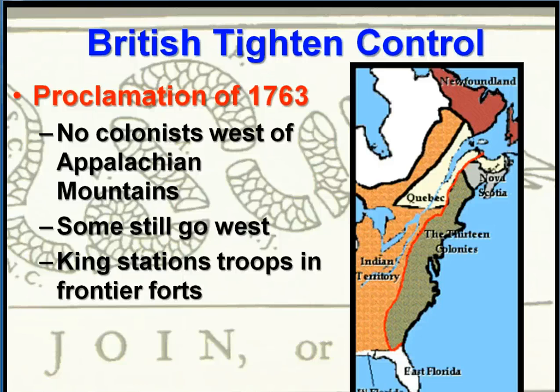The Proclamation of 1763 was the King's first attempt at controlling the colonists, and he wanted to make sure that they stayed east of the Appalachian Mountains. No colonists were allowed to go into Indian Territory because that would mean that he would have to pay for that, and he didn't want to do that to protect them. It didn't matter though, some still end up going west, and the King decides to station troops all throughout the frontier forts in order to keep the Americans in check.